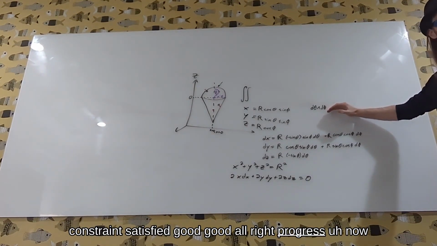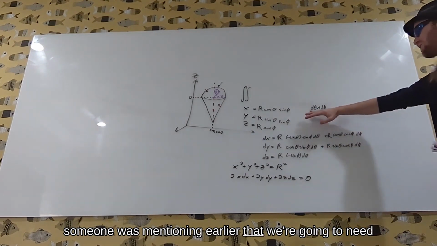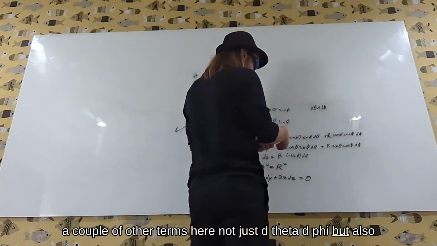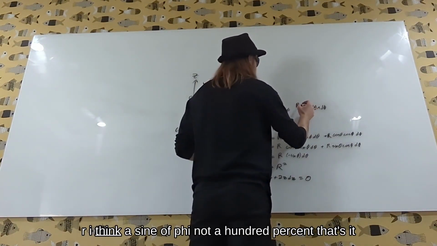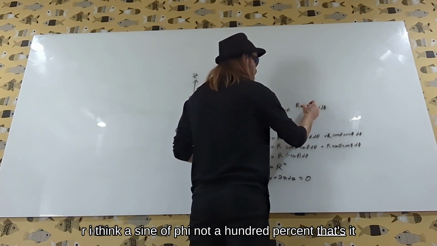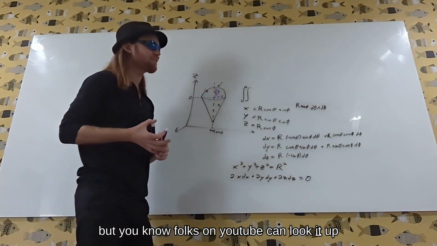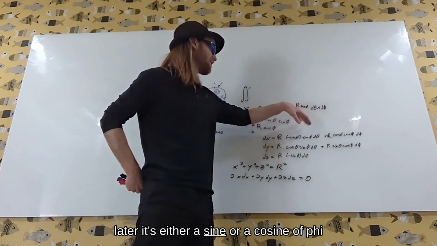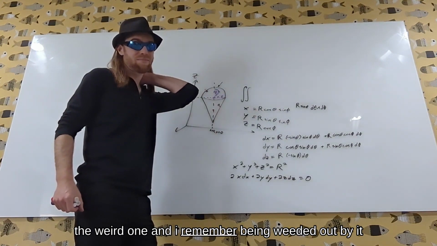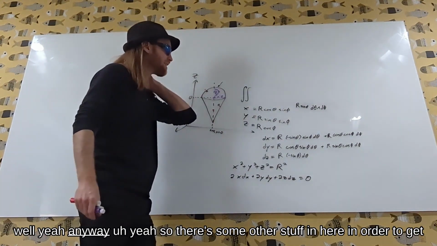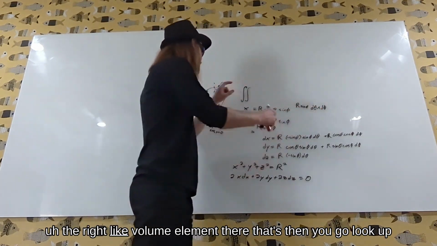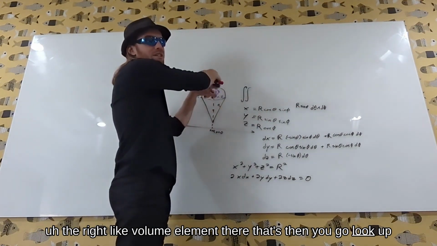Good. All right, progress. Now, someone was mentioning earlier that we're going to need a couple of other terms here, not just d theta, d phi, but also r, I think a sine of phi. Not 100% that's it, but folks on YouTube can look it up later. It's either a sine or a cosine of phi or theta in there. I think it's sine phi because phi's the weird one, and I remember being weirded out by it. Anyway, there's some other stuff in here in order to get the right volume element. That's the thing you go look up. Back to the textbook.